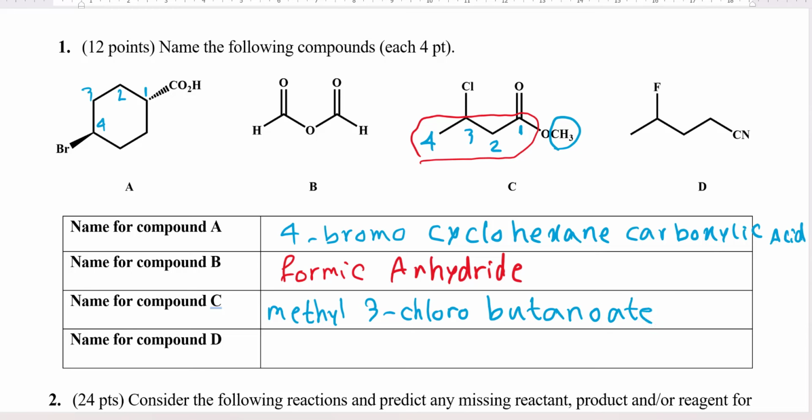And compound D, it is a nitrile. So here is how we name it. Carbon 1 belongs to the nitrile, 2, 3, 4, and 5. On carbon 4, we have fluorine, so 4-fluoro. Then the parent chain has 5 carbons, so pentanenitrile.